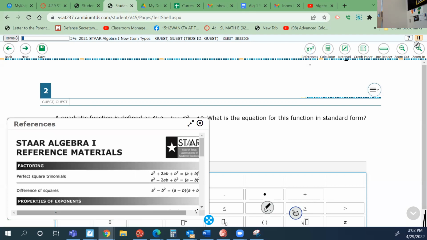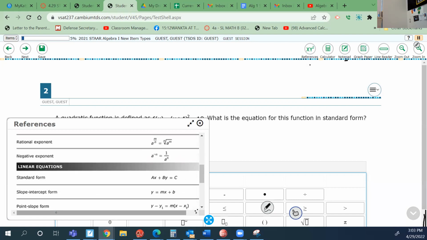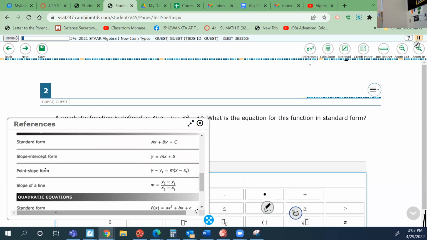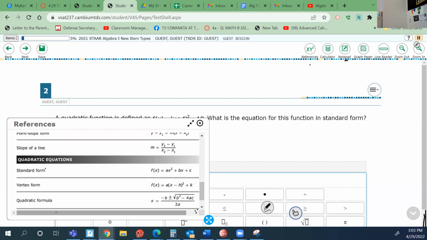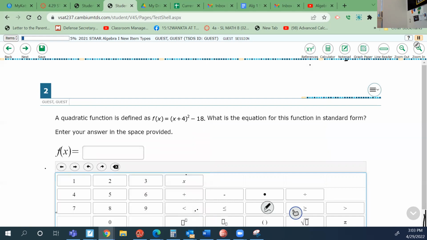And here is the references. That's factoring. That's not what I want. Let's go to quadratic and see what it tells me. If you don't remember what is standard form, that's linear equation. Quadratic standard form is ax squared plus bx plus c. All right, so let me close that now. So I need to transform this equation to ax squared plus bx plus c.